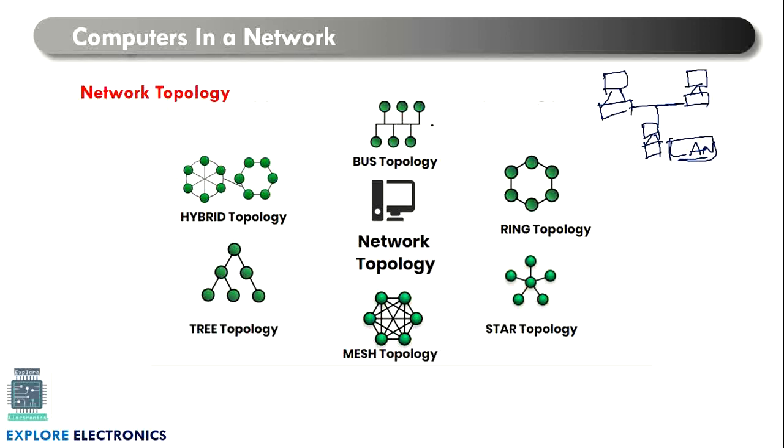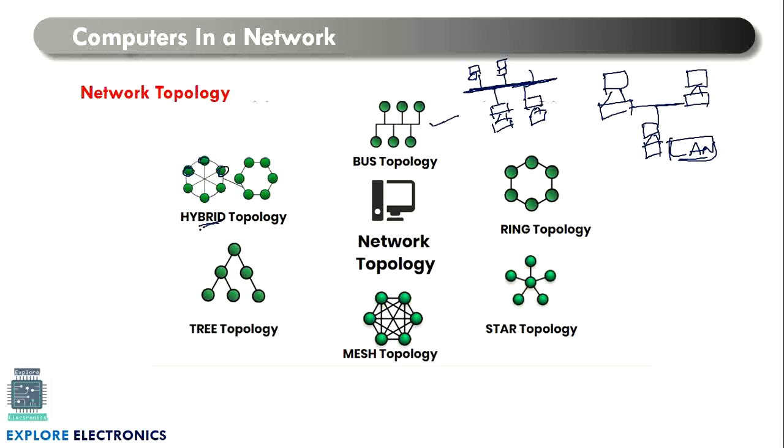We can connect computers in a bus topology. Bus means there is one direct connection. For this we are going to connect the computers like this. Here is one computer, here is another computer. We are going to connect wherever it is required. A single line is coming in between all the computers. This will be called a bus topology.